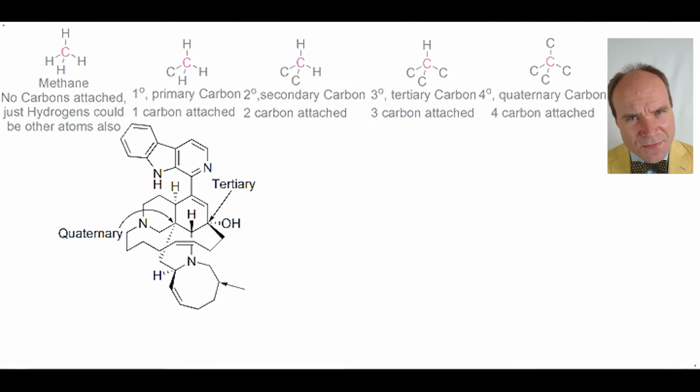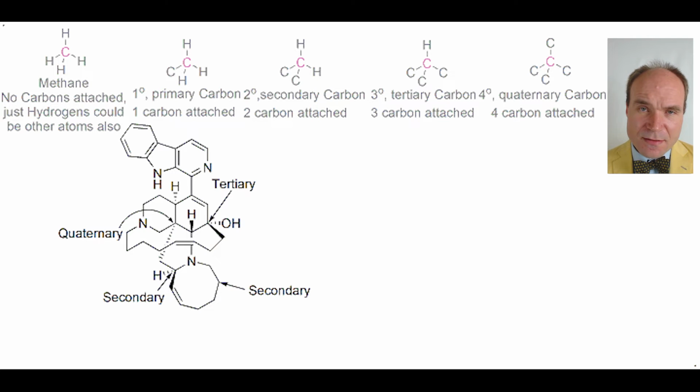Moving on, here's a different sort of carbon. There are two hydrogens attached to this carbon. They're not drawn, but we presume you know they're there. But we're not going to worry about hydrogens. We're focused on carbons. How many carbons? We have two carbons, so this is a secondary carbon. And lastly, this carbon also has two other carbons attached.